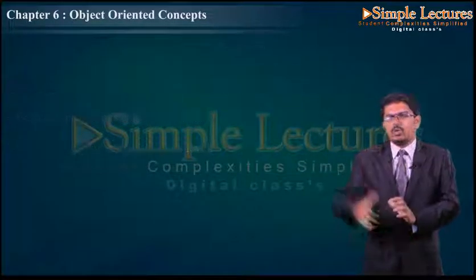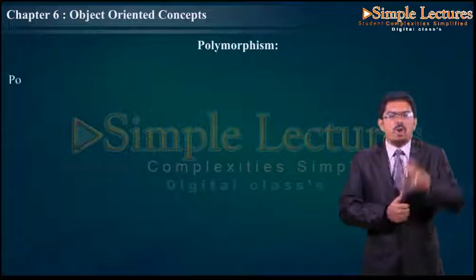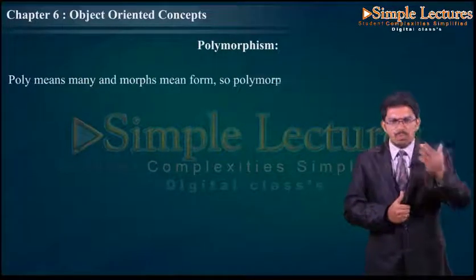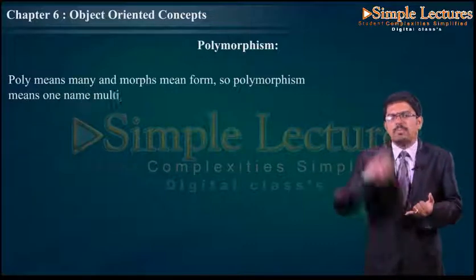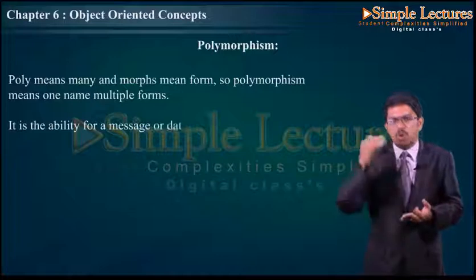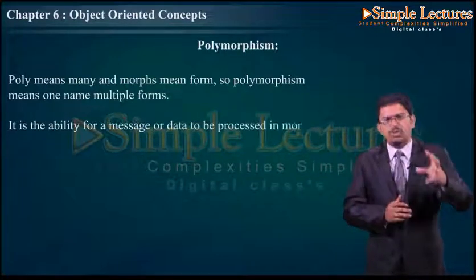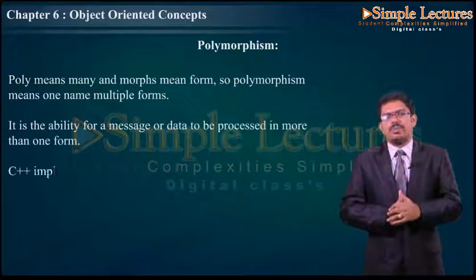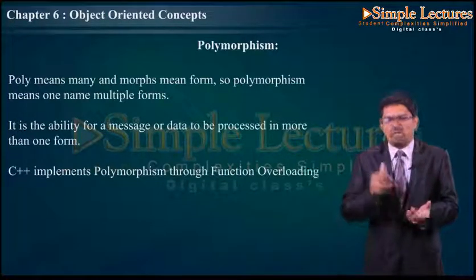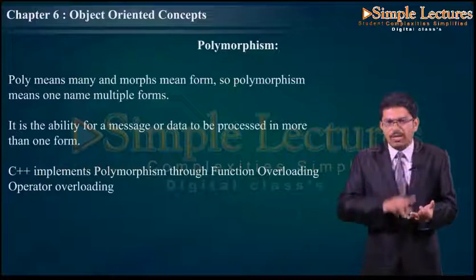Now let's go for polymorphism. Poly means many and morph means form. So polymorphism means one name, multiple forms. It is the ability of a message or data to be processed in more than one form. C++ implements polymorphism through function overloading and operator overloading.